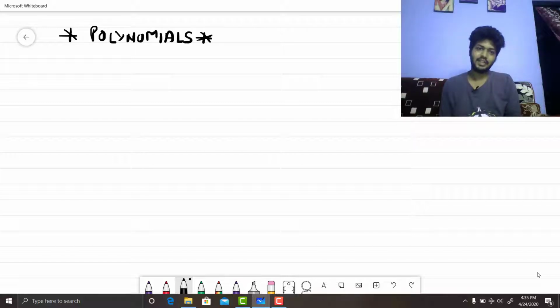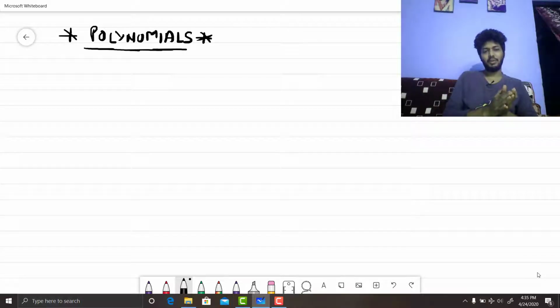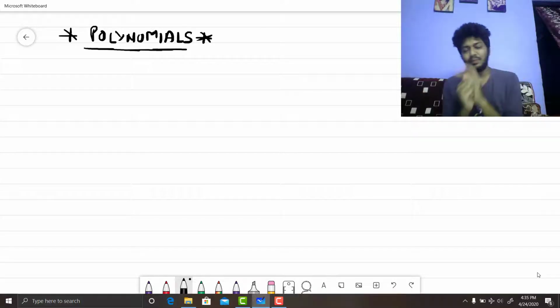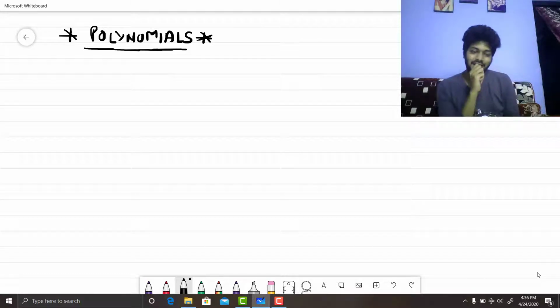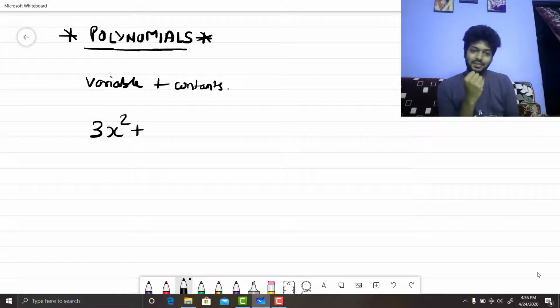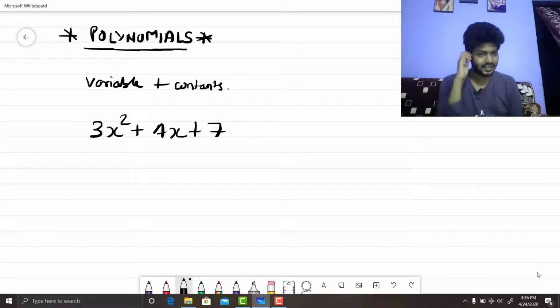Polynomials. Before giving you any introduction about the topic of polynomials, I am sure you all remember the algebraic expressions we studied in class 8. What we learned there was that an algebraic expression is formed with the help of variables and constants. A typical example of an algebraic expression is 3x square plus 4x plus 7. Here these three were called the terms.